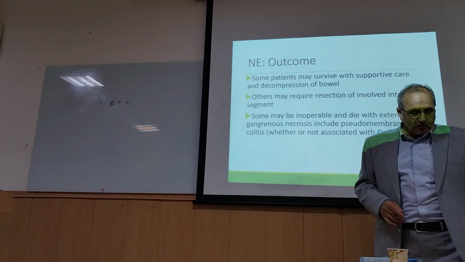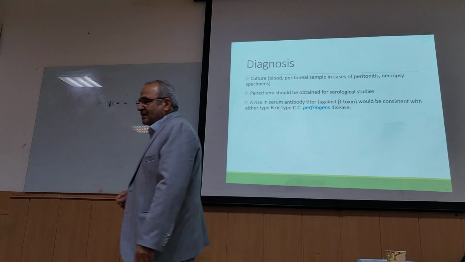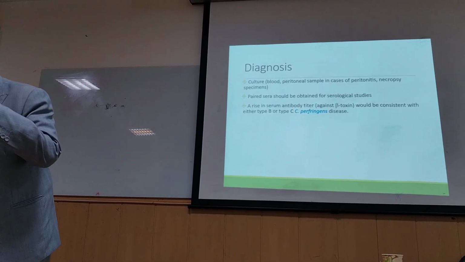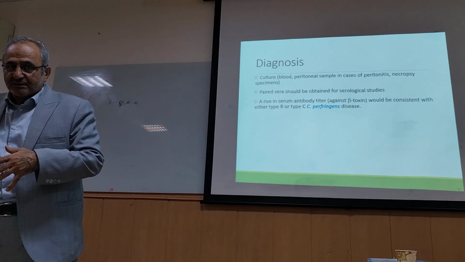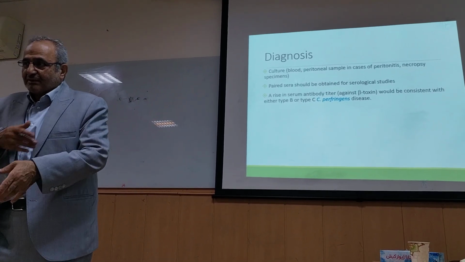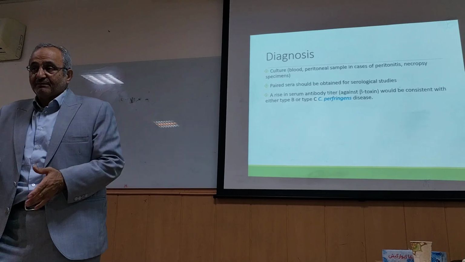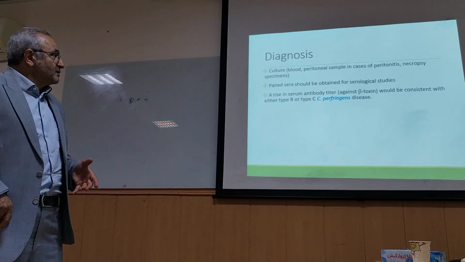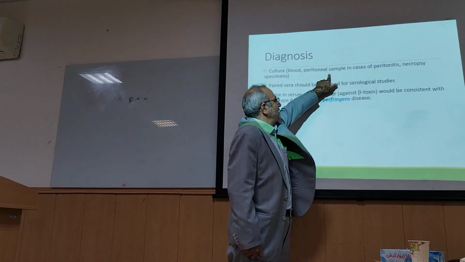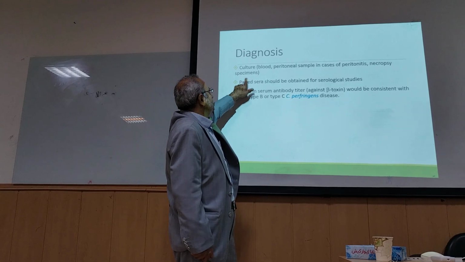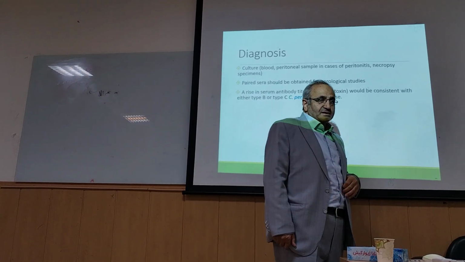Okay, we discussed the outcome, what happens. For diagnosis of this disease, you should take blood from the patients and search for antibodies produced against toxin. So the human body produces antibodies against toxins. So you should search for antitoxins in the body. This is the important point. Also, you can do cultures from the peritoneum, for example. So culture from blood, peritoneal samples in case of peritonitis, necropsy specimens, and also search for antibody against beta toxin.